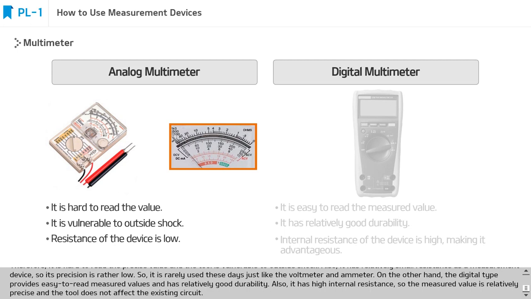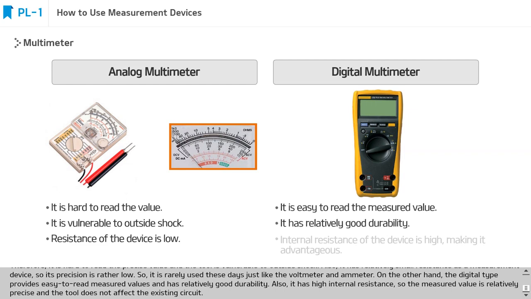On the other hand, the digital type provides easy-to-read measured values and has relatively good durability. Also, it has high internal resistance, so the measured value is relatively precise, and the tool does not affect the existing circuit.